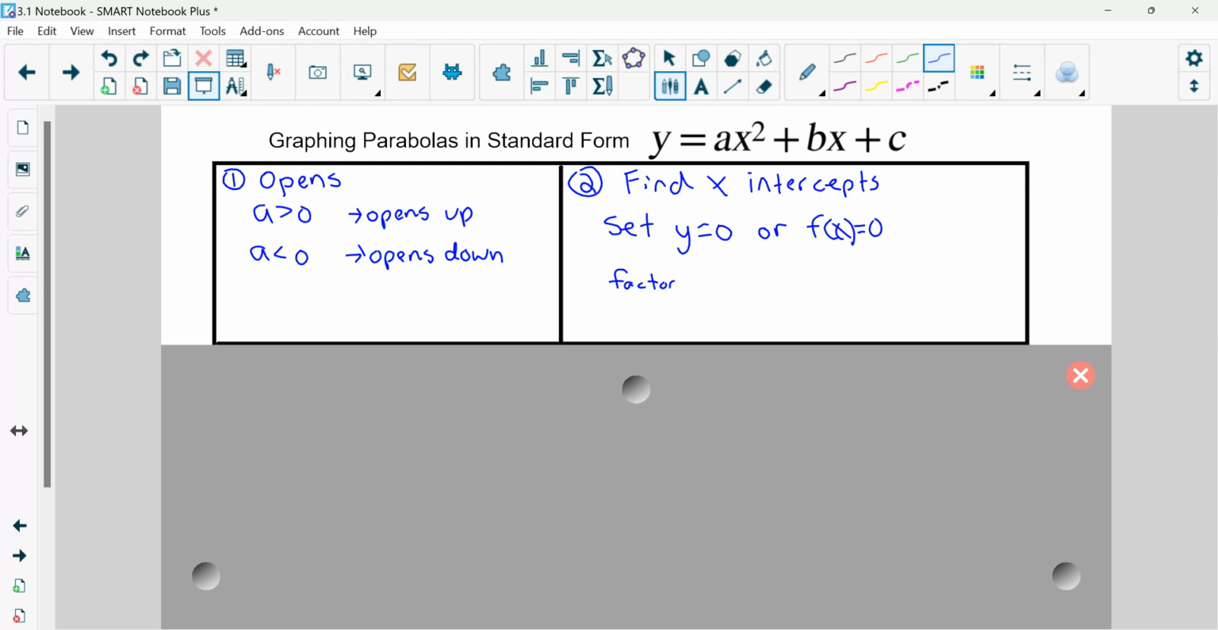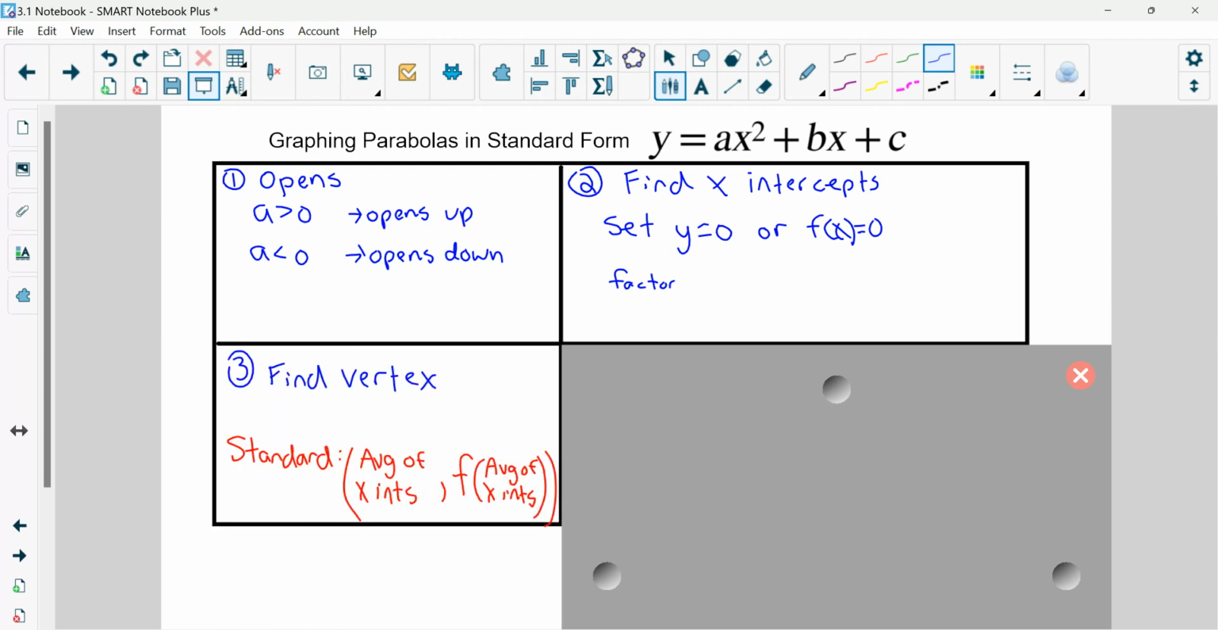Then we want to find our vertex. So once we have our x-intercepts, we can find our vertex. There's two ways. One way we can do it is by averaging the x-intercepts because our vertex is always going to go right in the middle of the x-intercepts. So we can take the average of the x-intercepts, and then we'd have to take the f of the average of the x-intercepts. The average just gives us our h value. Then we have to plug that value in to get the k value out.